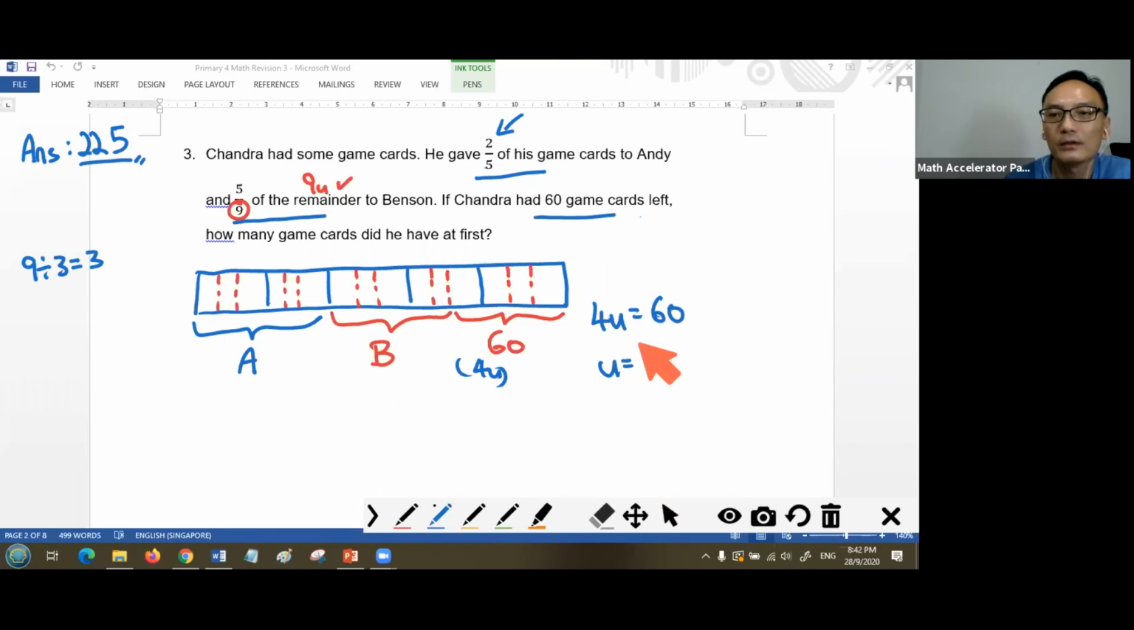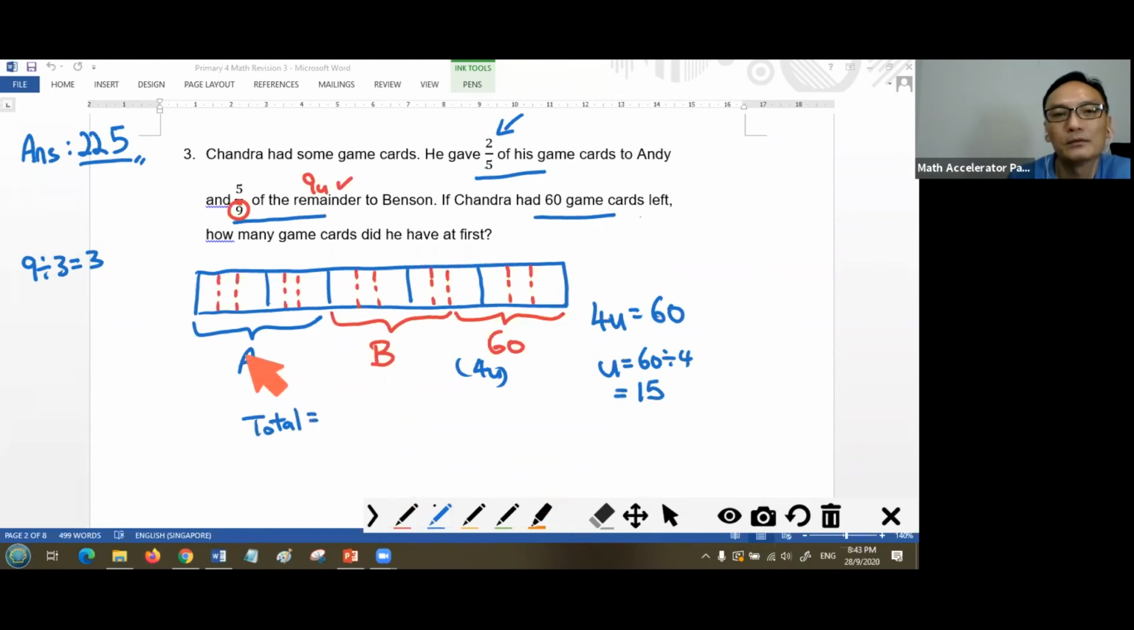So for 1 unit, we take 60 divided by 4. And what do I get? Okay, Manishka. So Amber, we get, Amelia, yes, we get 15. Very good. 1 unit is 15. So the last part is to answer the question: how many game cards did he have at first? So we're looking for the total.